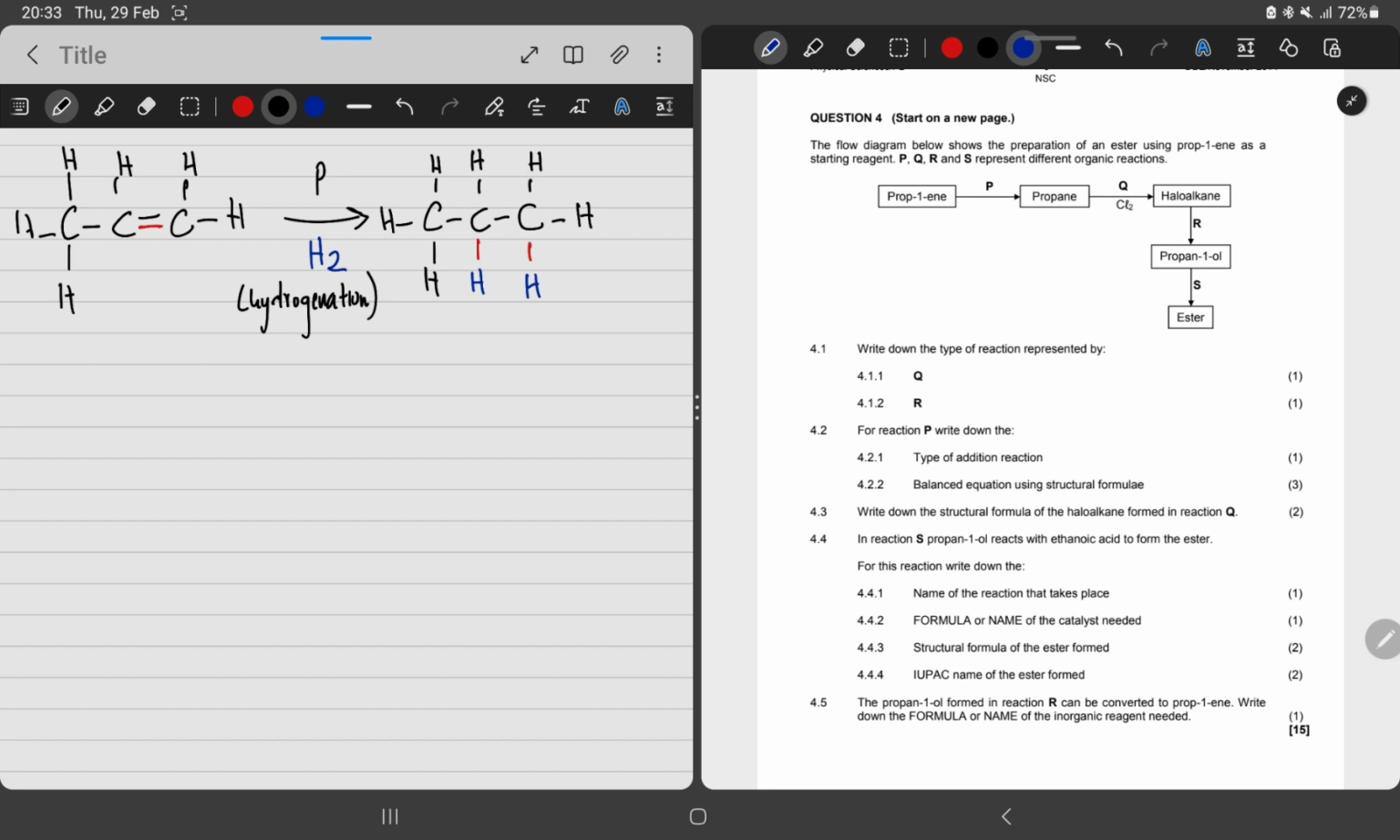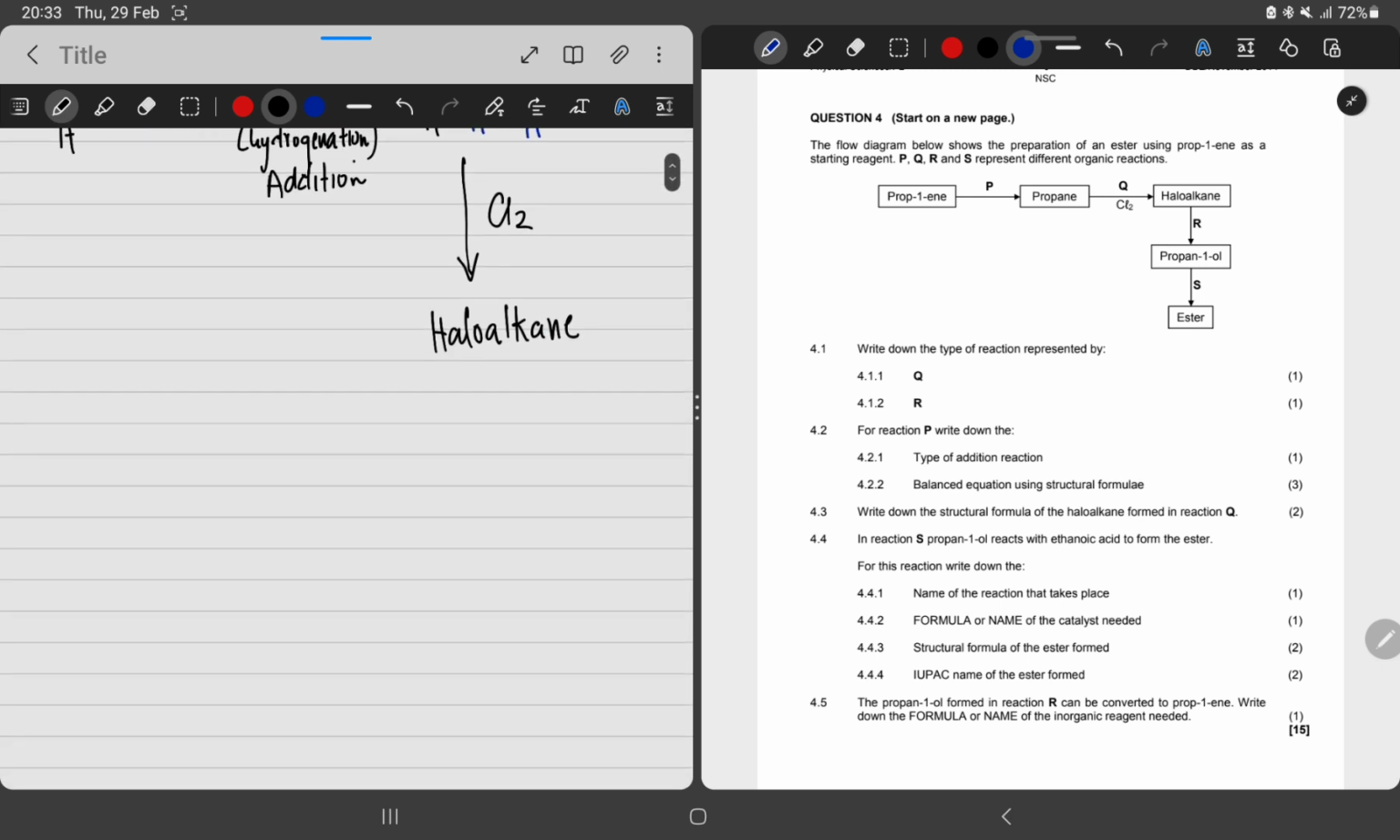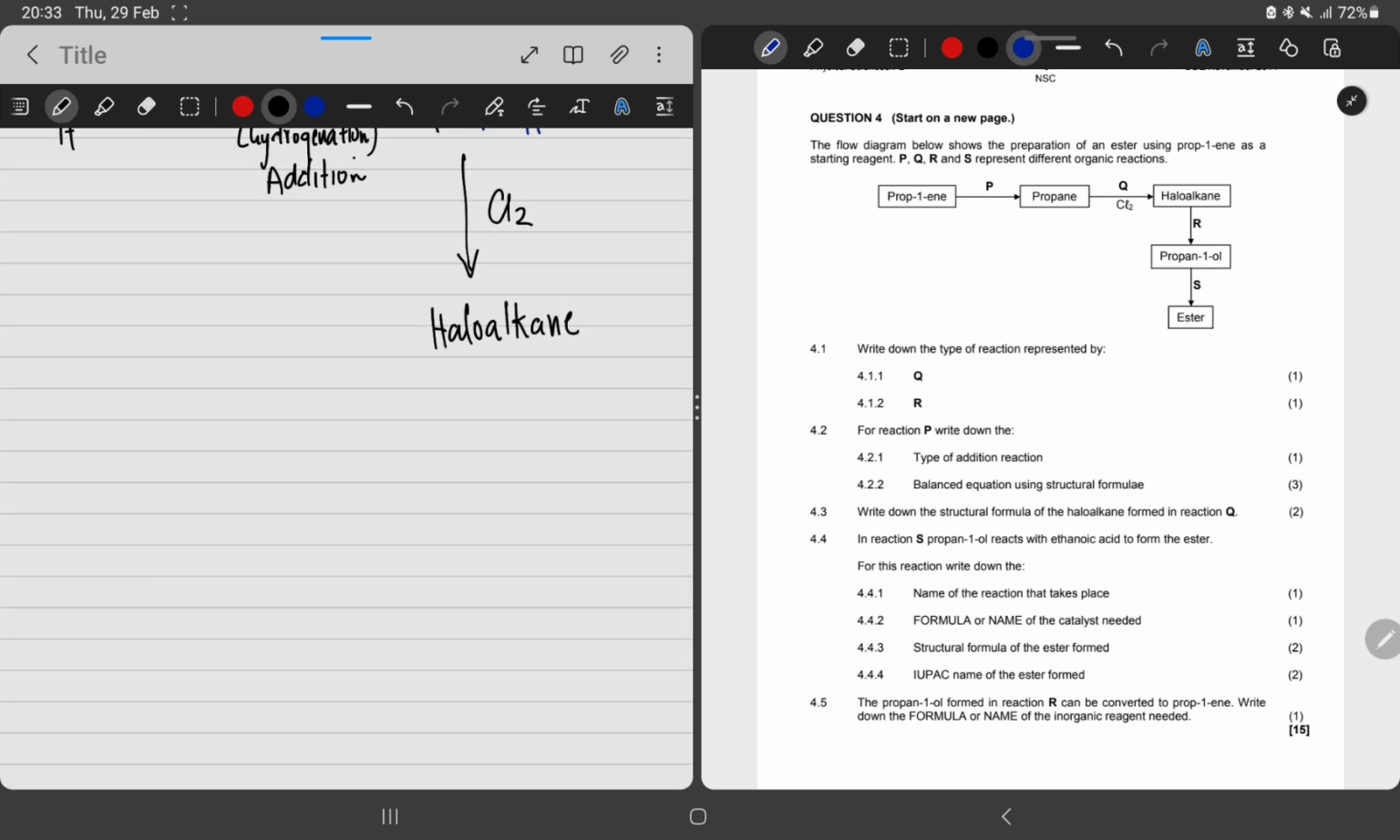Or you can say it is an addition reaction because we are adding what? The hydrogen to the carbon atoms. So you can say it is an addition reaction. Okay. And then from propane, we are forming a haloalkane through reaction Q. They are providing us with chlorine, and then we are forming a haloalkane. We don't know the type of structural formula that the haloalkane will take, so for now we'll just skip.